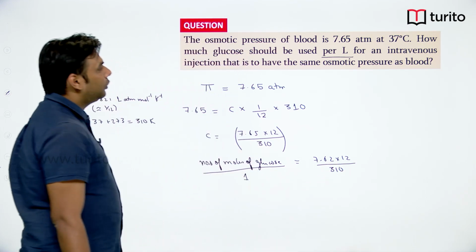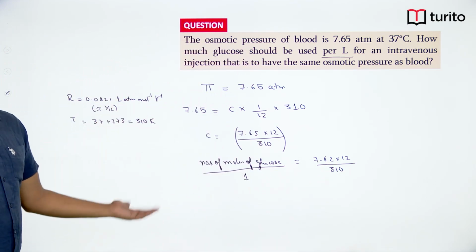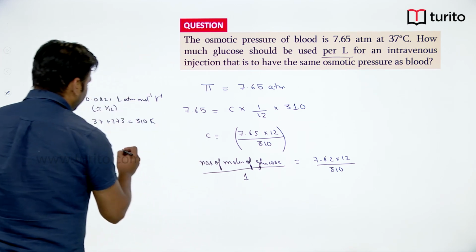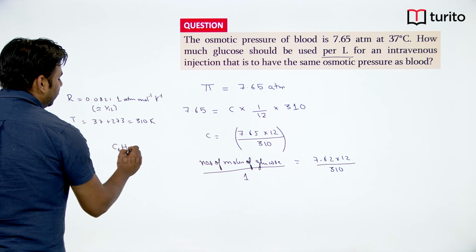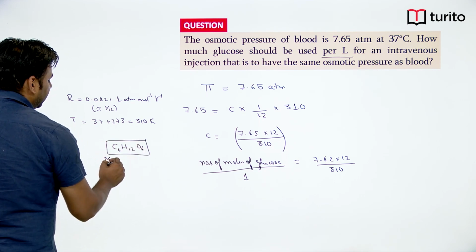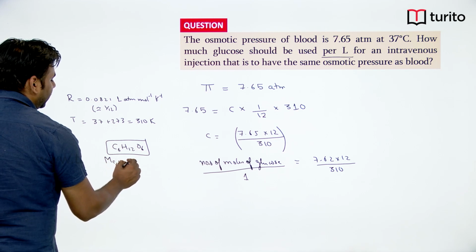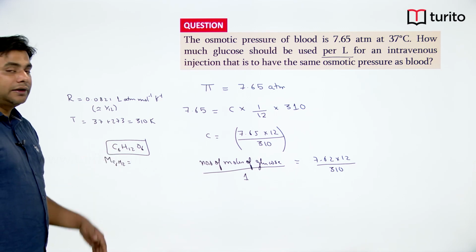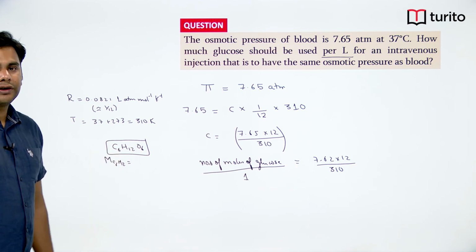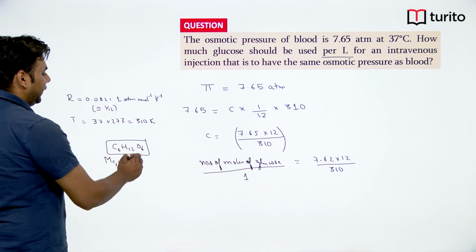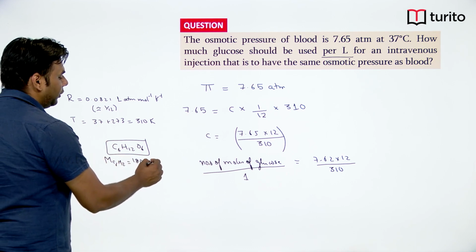Now we want to calculate how much glucose, so we want to calculate the mass. Number of moles we know. Glucose is basically C6H12O6. You can find the molar mass of this. The molar mass would be, oxygen is 16 into 6, 96, plus 6 carbon, that is 72. That is 168 plus 12, that is 180. So this is 180 gram per mole.